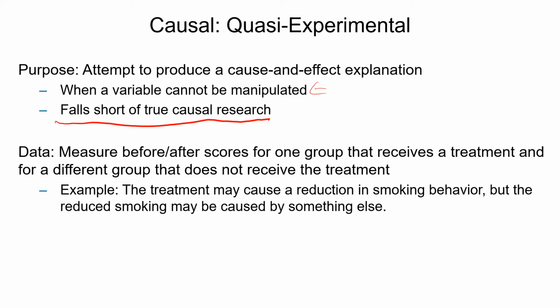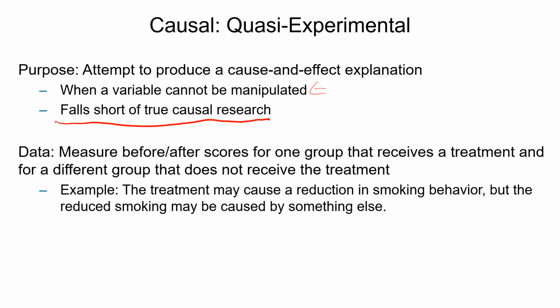It still measures before and after scores for a group that receives a treatment and a group that doesn't receive a treatment, but you can't assign people to groups. So the treatment may cause a reduction in smoking behavior, but the reduction in smoking behavior may be caused by something else. What do I mean? If I've got two groups, you find one group where they attempt to quit smoking. One group's attempting to quit smoking, the other group is not. You can't assign people to quit smoking or not, because smoking is known to be harmful, so you can't automatically tell people, no, you can't quit smoking.